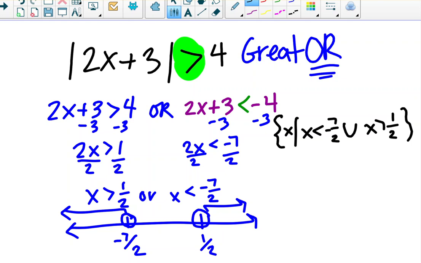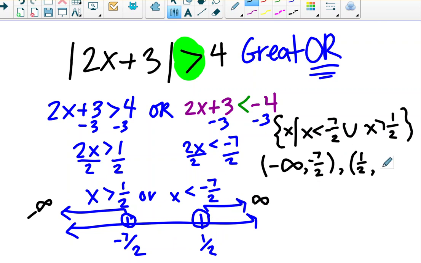If I wanted to write this in interval notation, with interval notation I always read from left to right. So because my arrow is continuing all the way to the left, that means that's -infinity, which I always use parentheses. Okay, I'm going to stop at -7/2. It's an open circle, so that's parentheses. And then comma, I restart up again at 1/2. Again, open circle is going to be parentheses. And then I'm continuing on all the way to the right, which is +infinity. So if you can solve compound inequalities, you can solve absolute value inequalities.